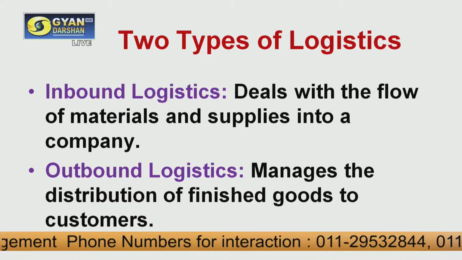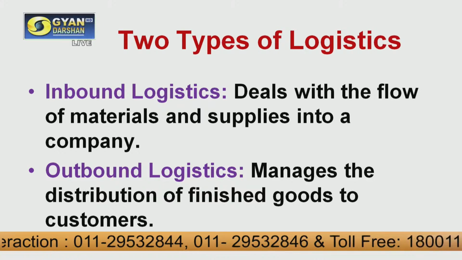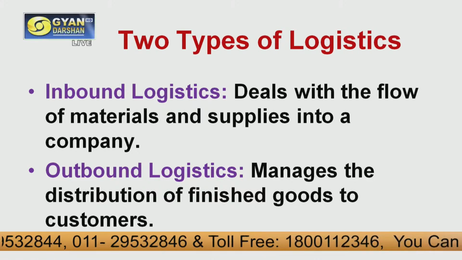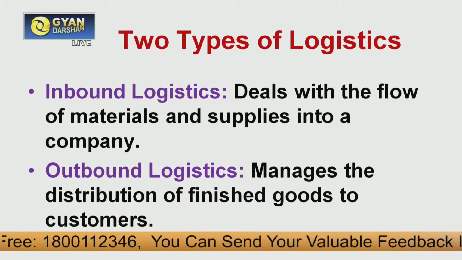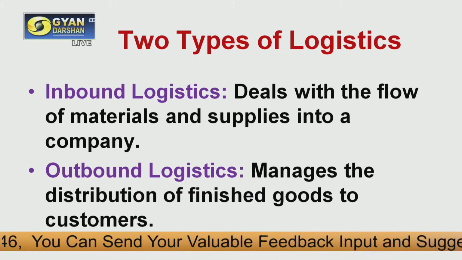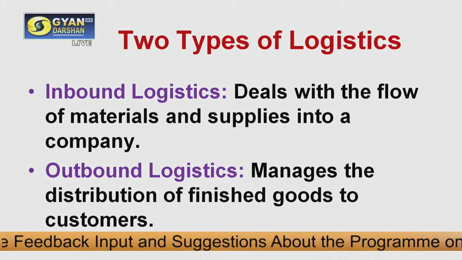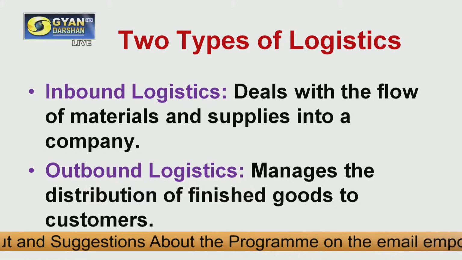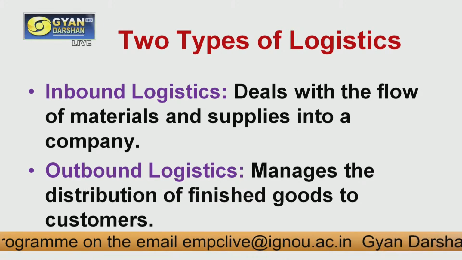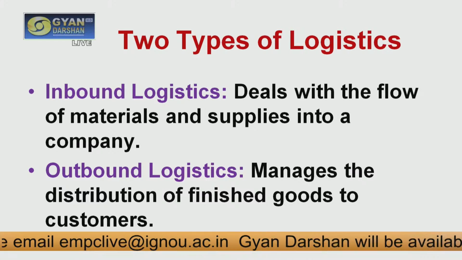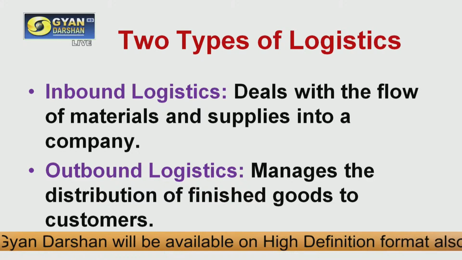There are two types of logistics. One is called inbound logistics and the second one is outbound logistics. Inbound logistics means from supplier to the manufacturer. Anything which is coming from the supplier to the manufacturer is called inbound supply chain or inbound logistics. Outbound logistics is the term which is used for delivering the finished products from the manufacturer to the distributor, dealer or retailer.